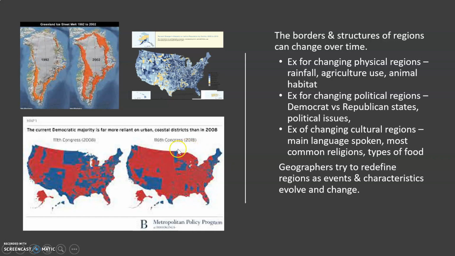And then lastly, we have changes in cultural regions. So main languages spoken, most common religions, types of foods. This map right here is just showing the percentage change in the Hispanic or Latino population in the United States. So regions are not static, they do change. And geographers try to redefine those regions as events and characteristics evolve and change.